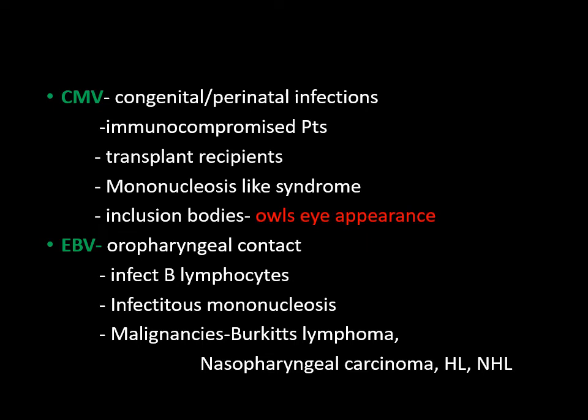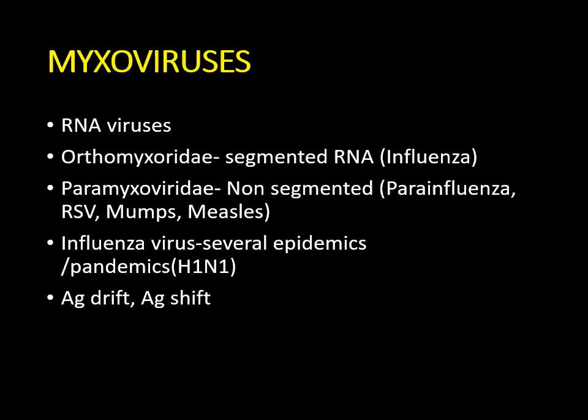It is also called the kissing disease. It infects the B lymphocytes, it targets them, and it causes many malignancies also, that is cancer. That is Burkitt's lymphoma, nasopharyngeal carcinoma, Hodgkin's lymphoma, and non-Hodgkin's lymphoma.